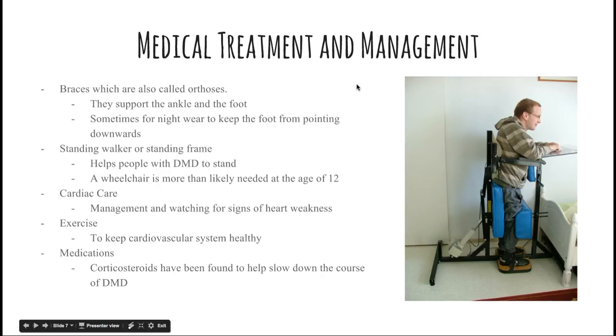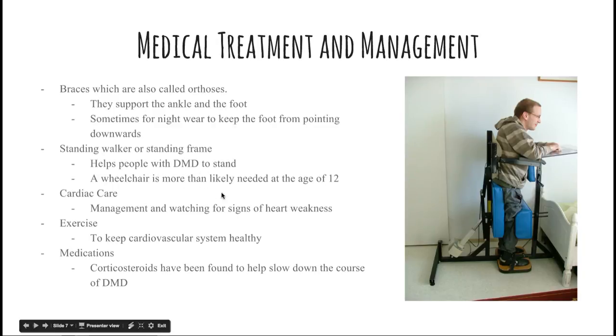Medical treatments and management. There are a couple different things to watch out for with medical treatment and management. The first thing off the bat is braces, which are also called orthoses. They support the ankle and feet, so he is not currently wearing the braces on his ankles and feet. This is another contraption, sometimes used as nightwear to keep the foot from pointing downwards and to strengthen the muscle that they do have. A standing walker or standing frame. This is a standing frame. This helps someone stand up to do daily activities that they need to do standing straight up. It helps people with DMD to stand.